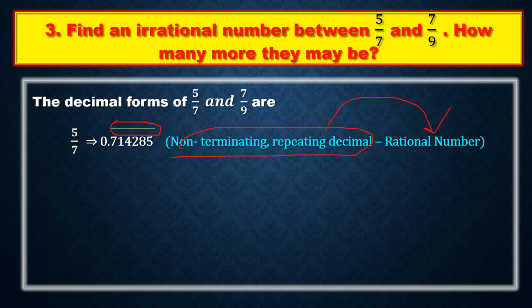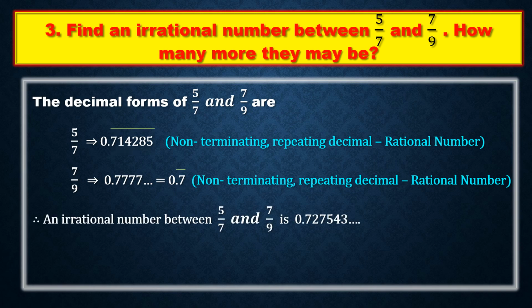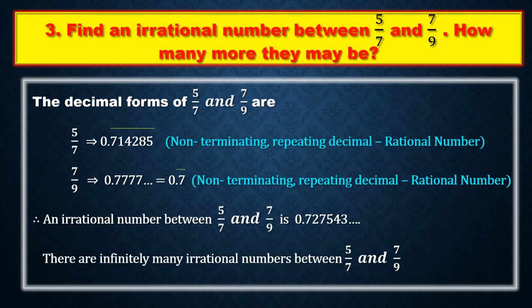Now next we'll write the decimal form of 7 by 9. It is 0.777, which I can write as 0.7 bar. Here only the 7 is repeating, so I can put the bar for only 7. So it is also a repeating decimal. These are two rational numbers. Now we should find an irrational number between them. Simple. Here 0.714285, here 0.7. You can write any decimal form between these two. So I can write 0.72753, anything.